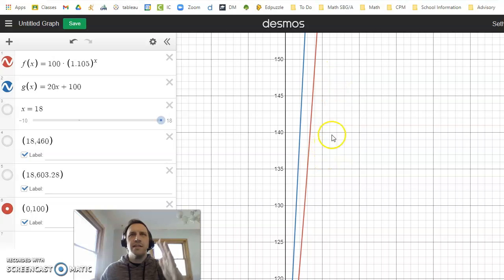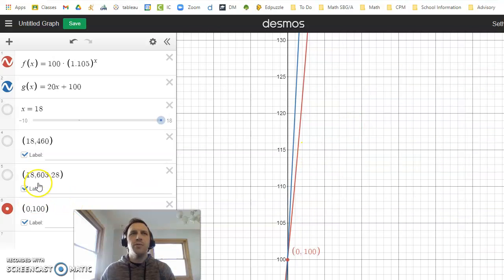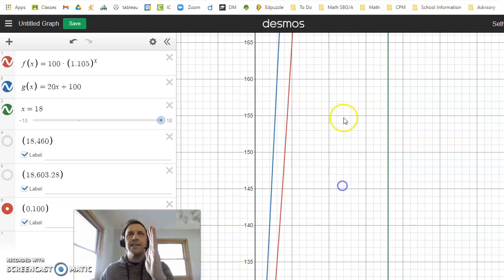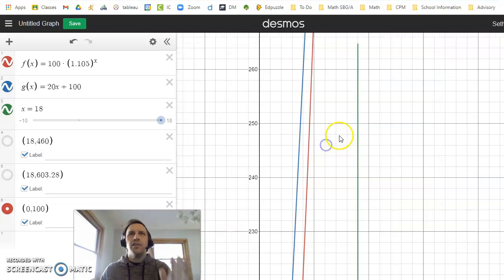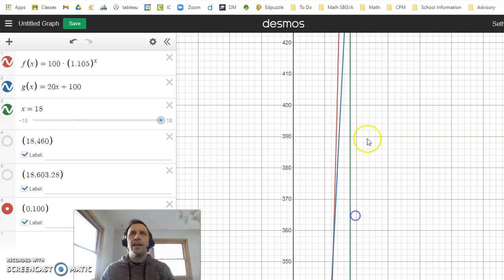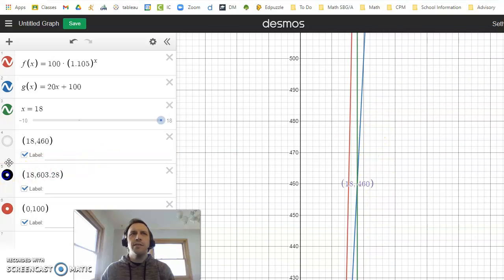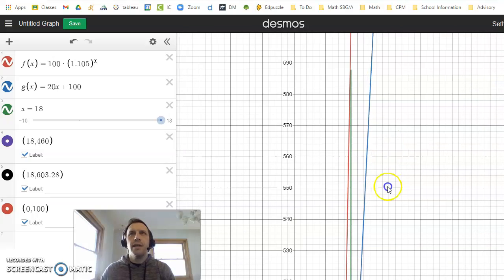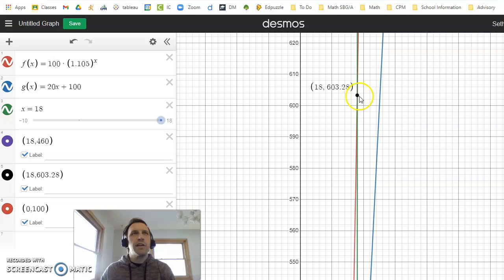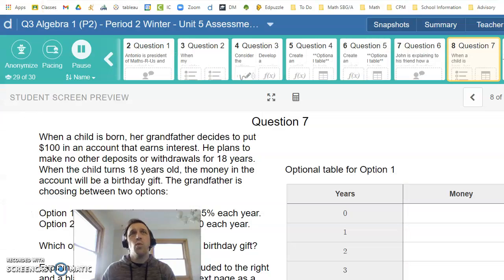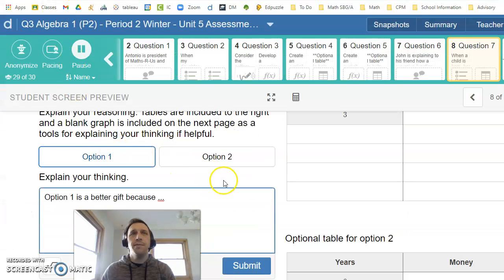But now where do we find that value? And that's this vertical line, x equals 18. And so you're going to have to zoom out or just go where they intersect to find these values. And I have both of these values labeled here. For the blue, our linear function, it's 18 years gives us $460. And our exponential function, 18 years gives us $603. So the difference is $143.28 in option 1. And so the correct option should be option 1, right?